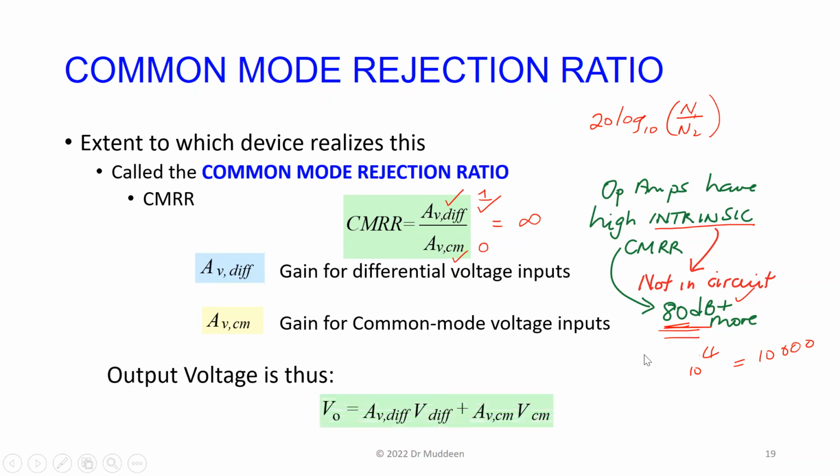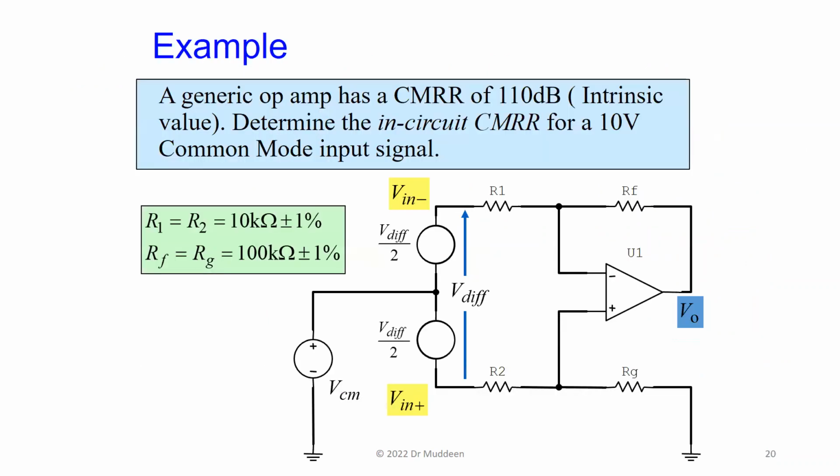And again, if you want to express it in terms of what we did there, the output voltage is a differential gain times the differential input plus the common mode gain times the common mode input. This is supposed to be small. This is supposed to be 1 or better. We determine that. Right? So let's see what happens now in a real situation.